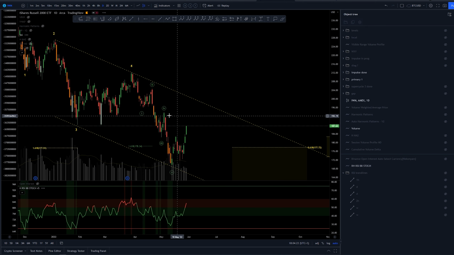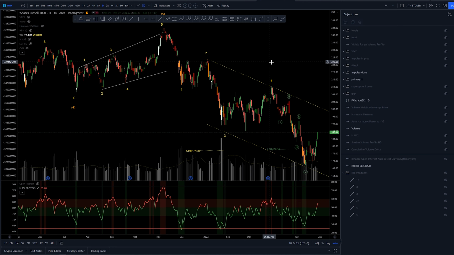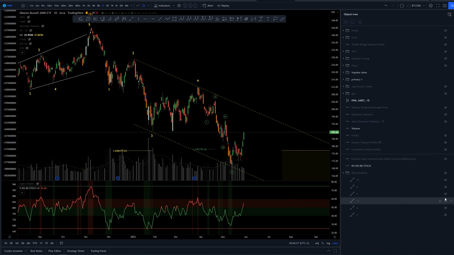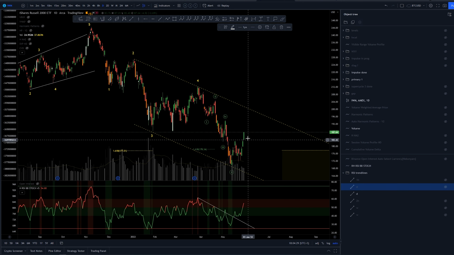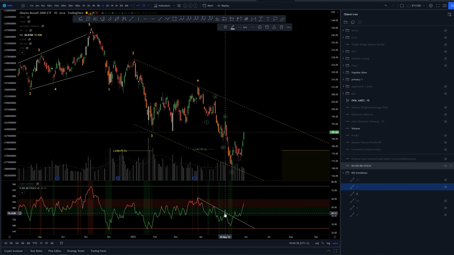There are some interesting things that we can take a look at. On daily, we have this one here. I don't really like this too much. This is again from the top of the fall, starting coming down. We did wick through it and even closed through it, and then came back to it and then retested and went through again. So I'm not really considering this too much.